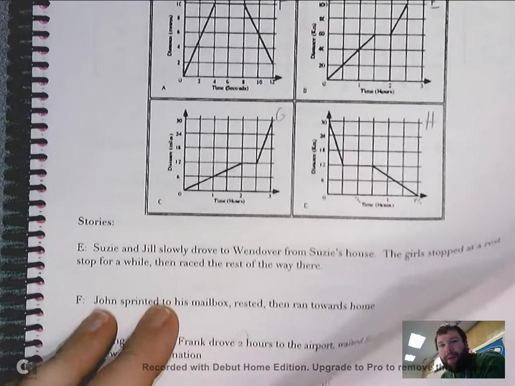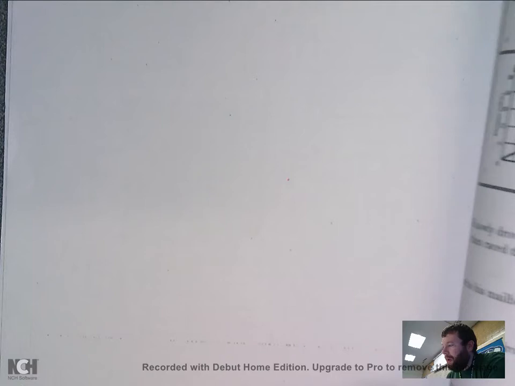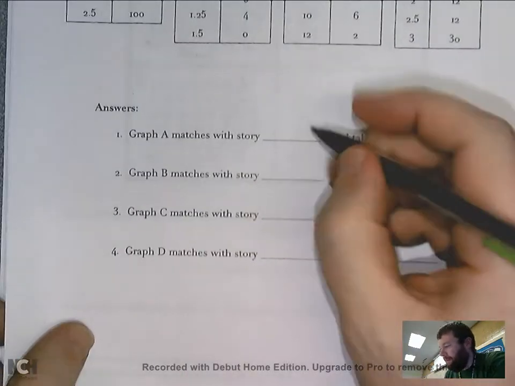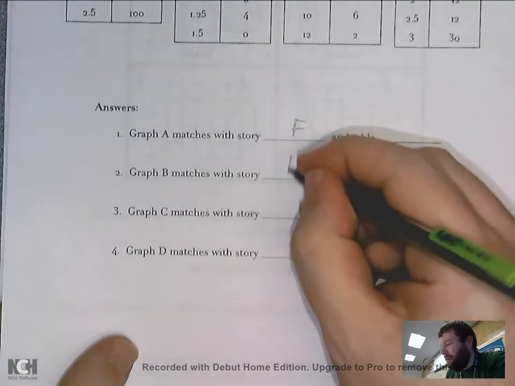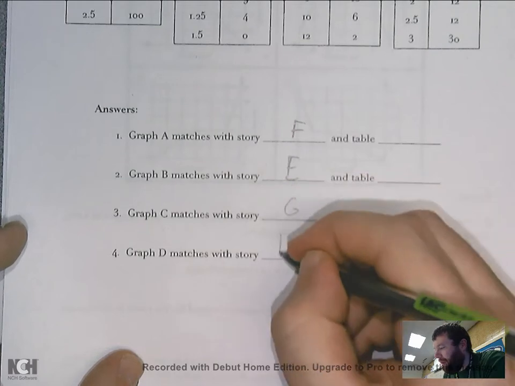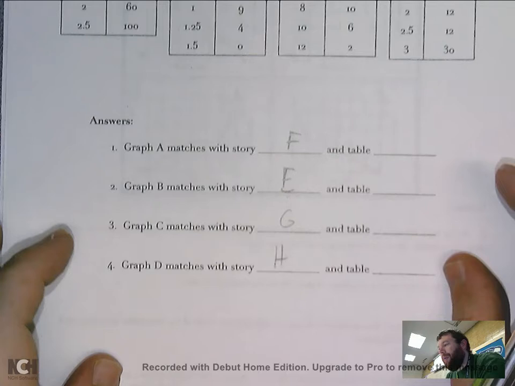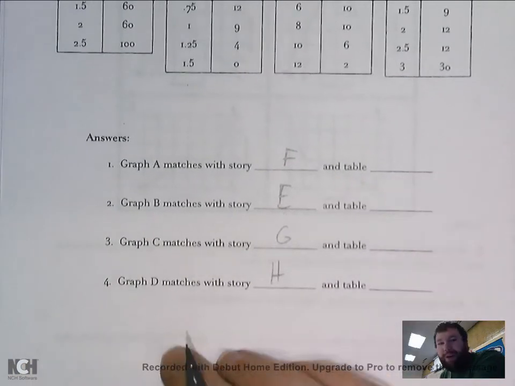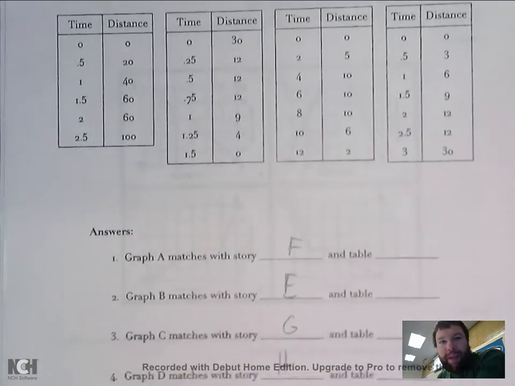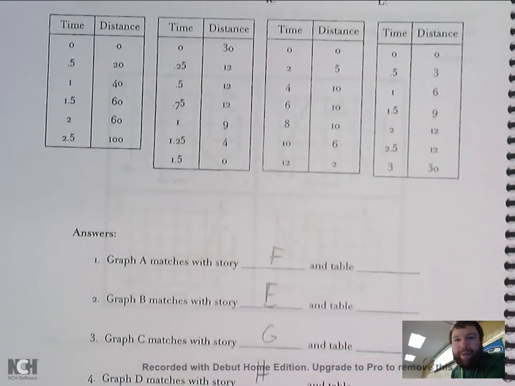So, on the next page in your review, we have where they would match, right? So, A matched with F, B matched with E, and then C matched with G, and D matched with H. Okay? Then we're going to match them with their actual tables. So here we have the distances and what happened and all that kind of stuff.